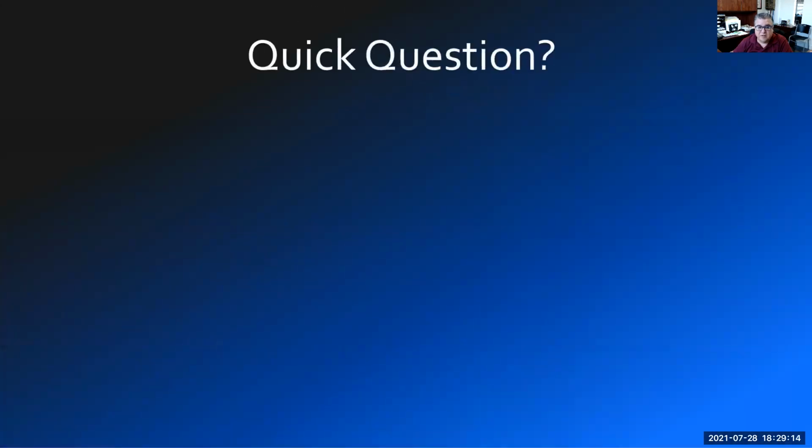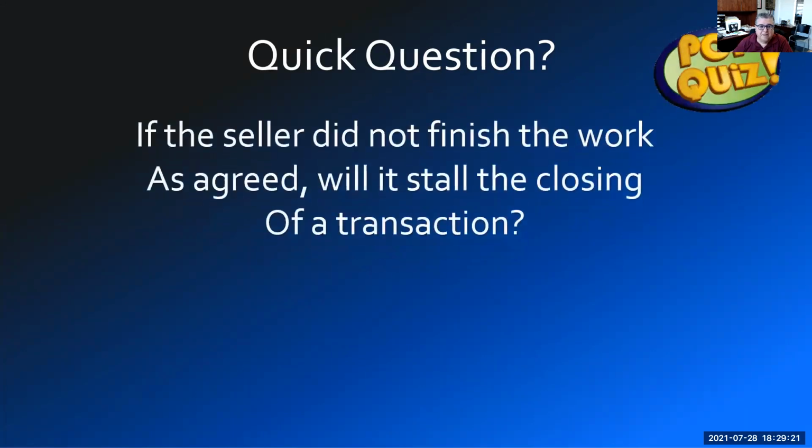We're moving pretty good. We're on slide 8 of 18, and we're coming up on 6:29 or 6:30. So quick question. Okay, let's do a pop quiz. Let's see if you guys can chime in here. If the seller did not finish the work as agreed, will it stall the closing of a transaction? So let's say that the seller was supposed to remove that swing set, and the swing set was still there after closing. Or could that stall the closing? Could the buyer call escrow and say, don't close escrow because they haven't removed the swing set yet? Is that something the buyer could do?